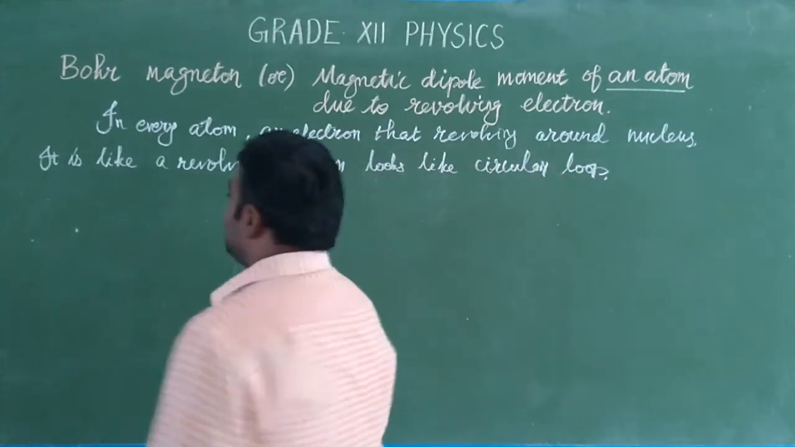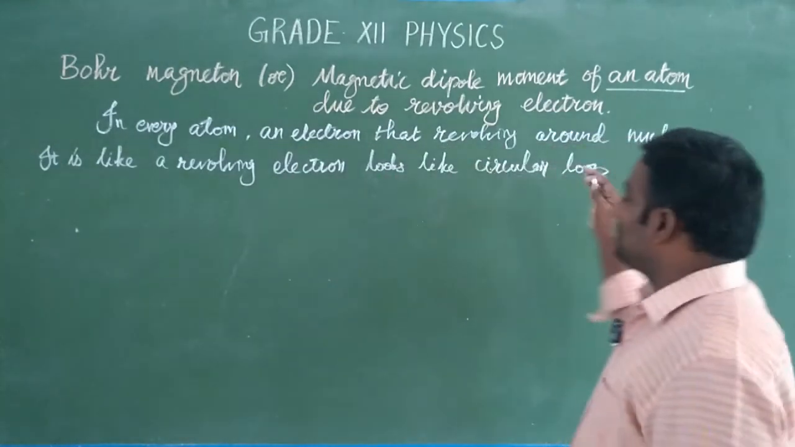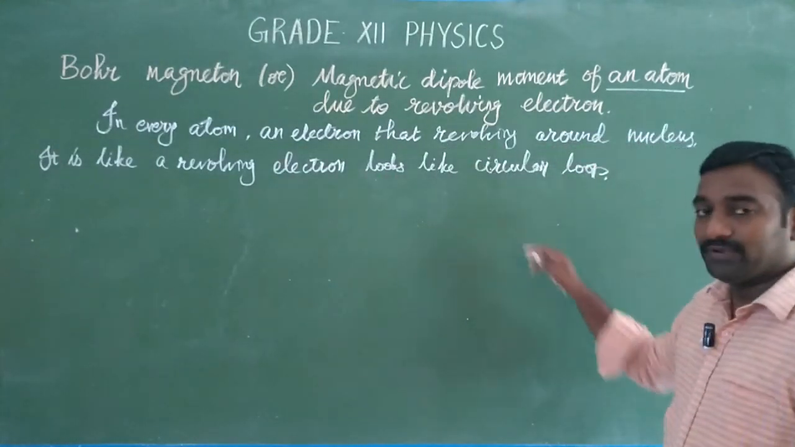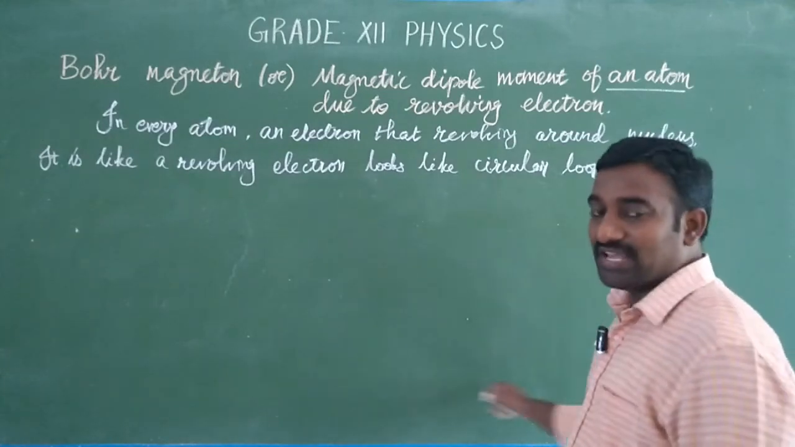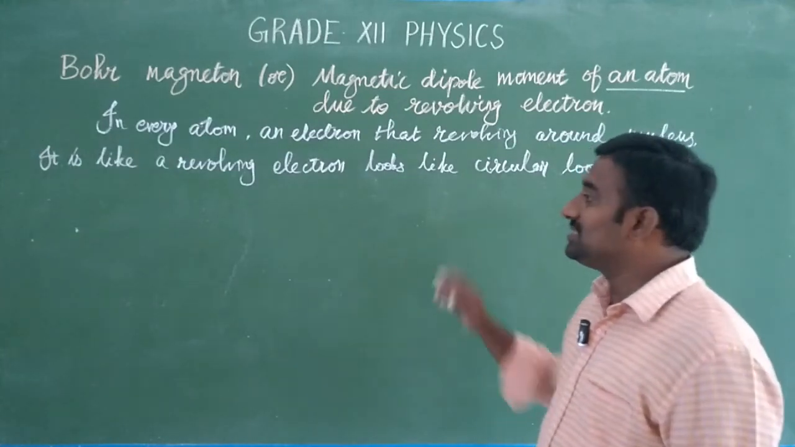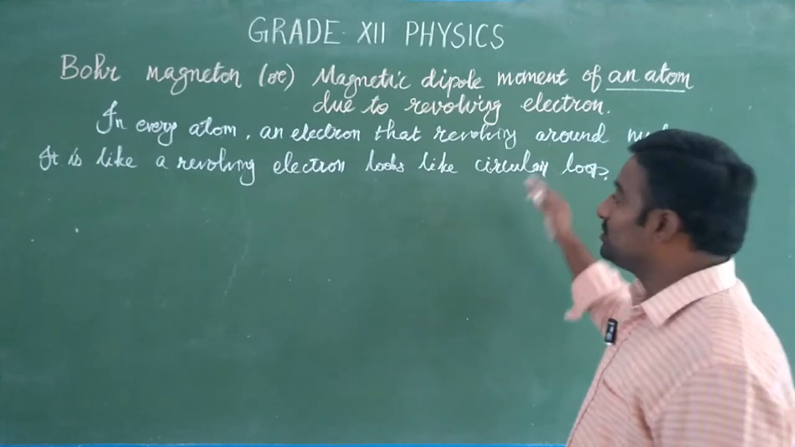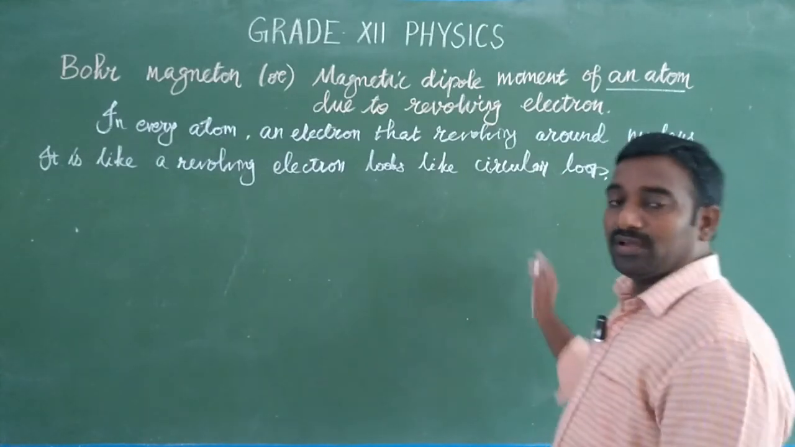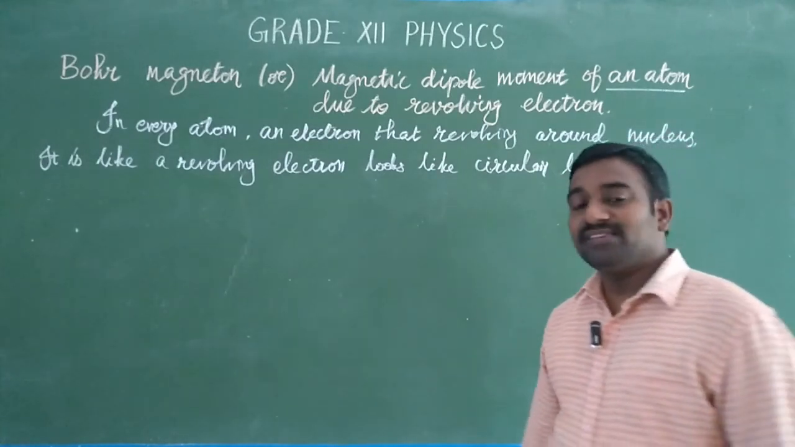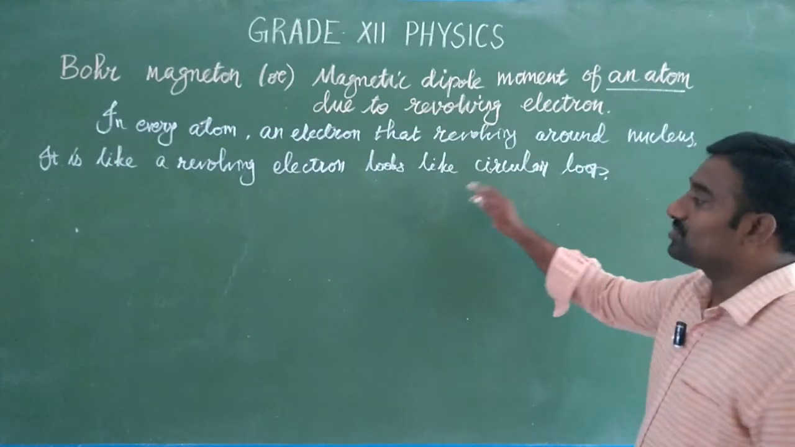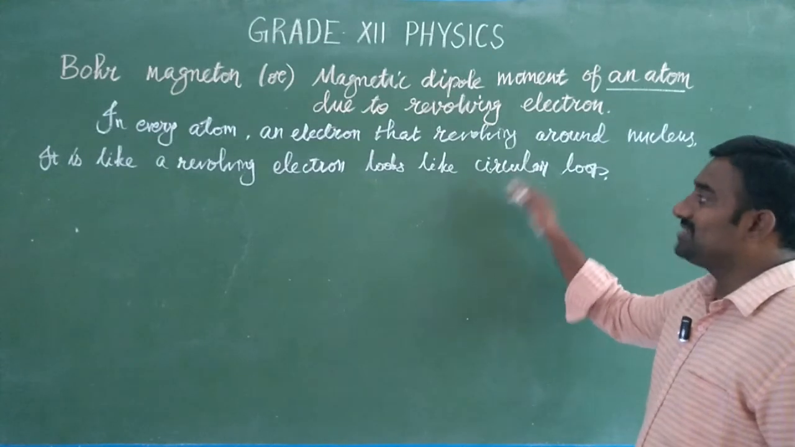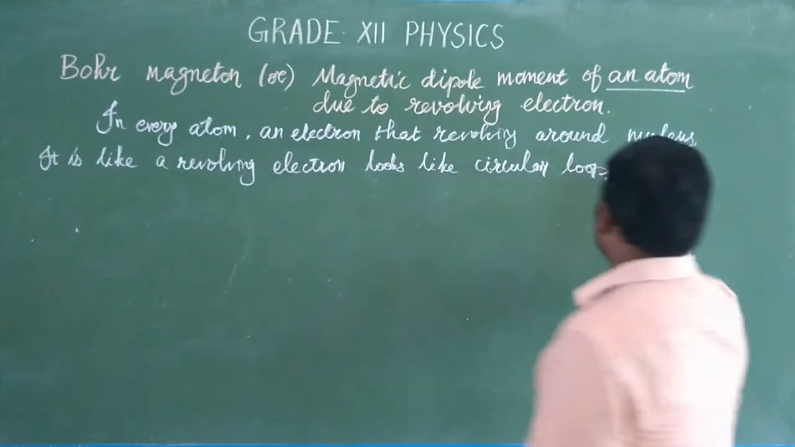Whenever current flows in a circular loop, it has a magnetic dipole moment. An electron also revolves around the nucleus in a particular orbit, so this electron in an orbit behaves like a magnetic dipole moment. It is an electron revolving around the nucleus like a circular loop.